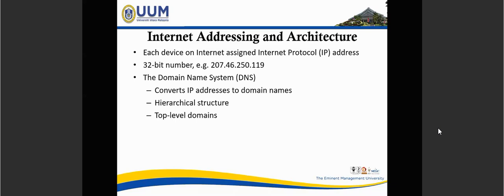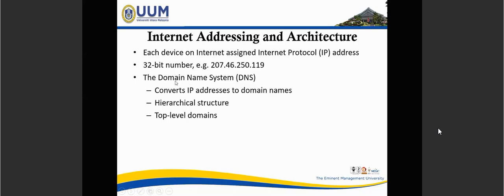In that cell, for example, in each place we have a cell. What part of the cell? So how do we connect to the internet? It will be known through the IP address. Each device on the internet is assigned an internet protocol address. What is this address? This is an IP address, 207.46.250.119. This is a 32-bit number.